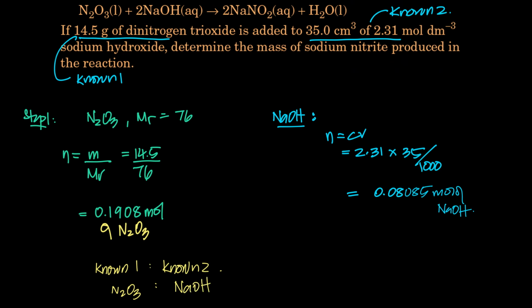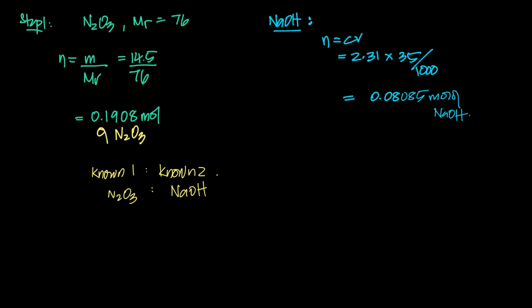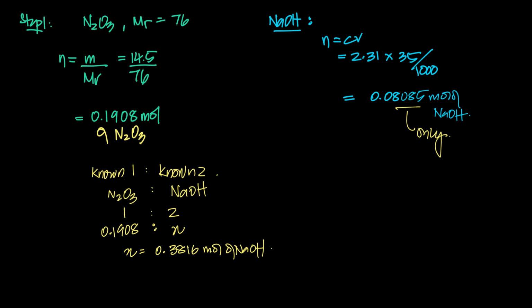Since it's on the left, I'll start with N2O3. So the ratio from the equation, by the way, of N2O3 and NaOH, the coefficients, are 1:2. So let's find out how many moles of NaOH will react with 0.1908 moles of N2O3. Ratio 1:2, cross multiply. You get the value for X as 0.3816 moles of NaOH. So ratio is 1:2, that's why. But I only have 0.08085. But I need 0.38, which really tells me that NaOH is the limiting reagent.